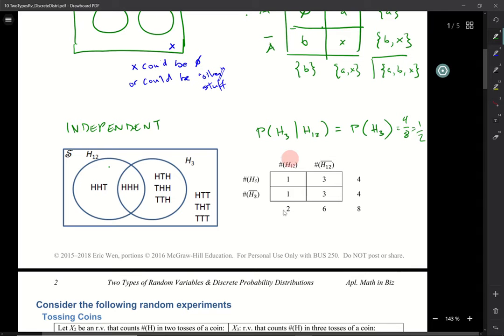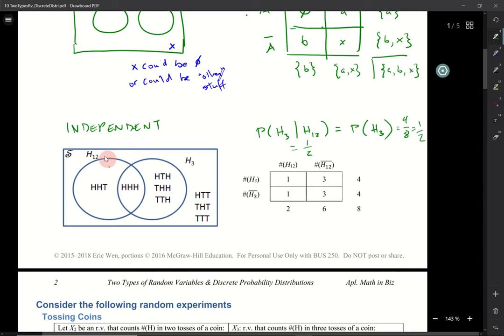Okay. So what's the probability of H3 given that H12 has happened? Given that H12 has happened, what's the probability of H3? Here the probability of H3 is 1 out of 2. So you can see that the direct way is 1 out of 2.